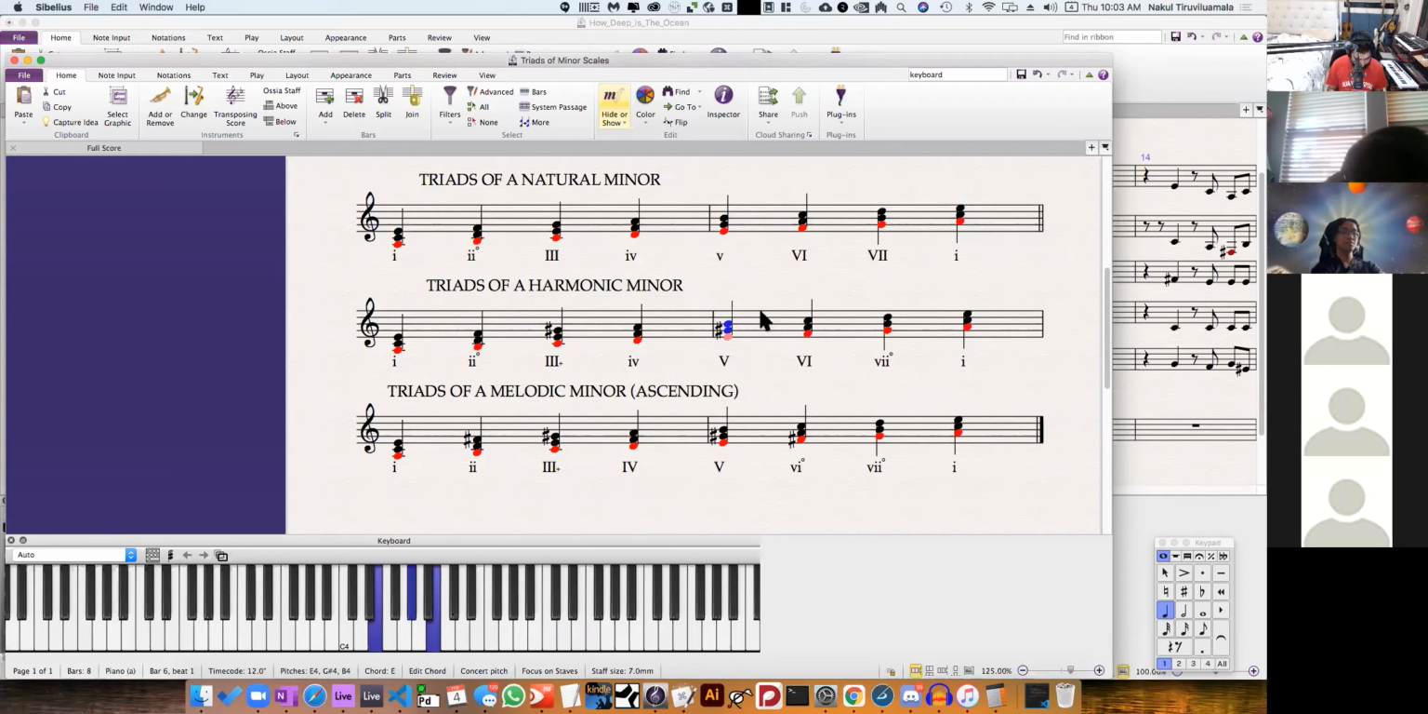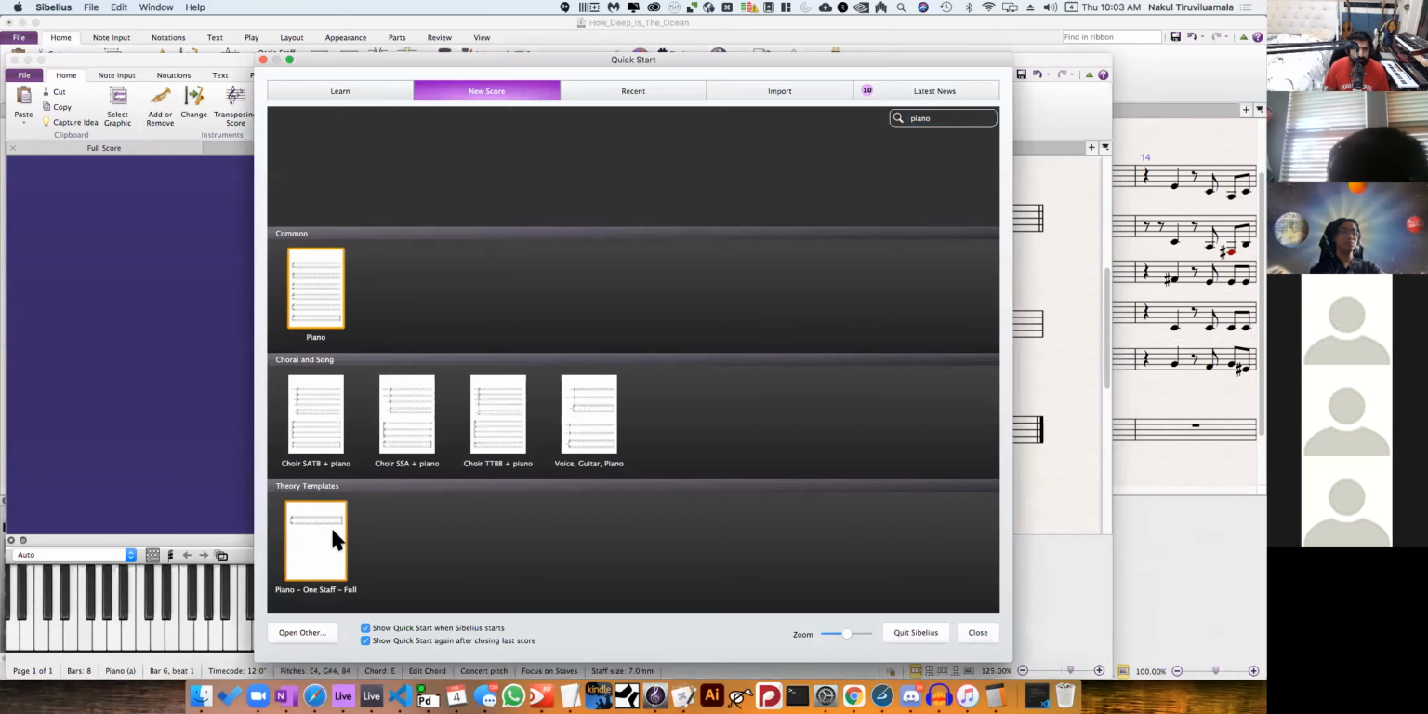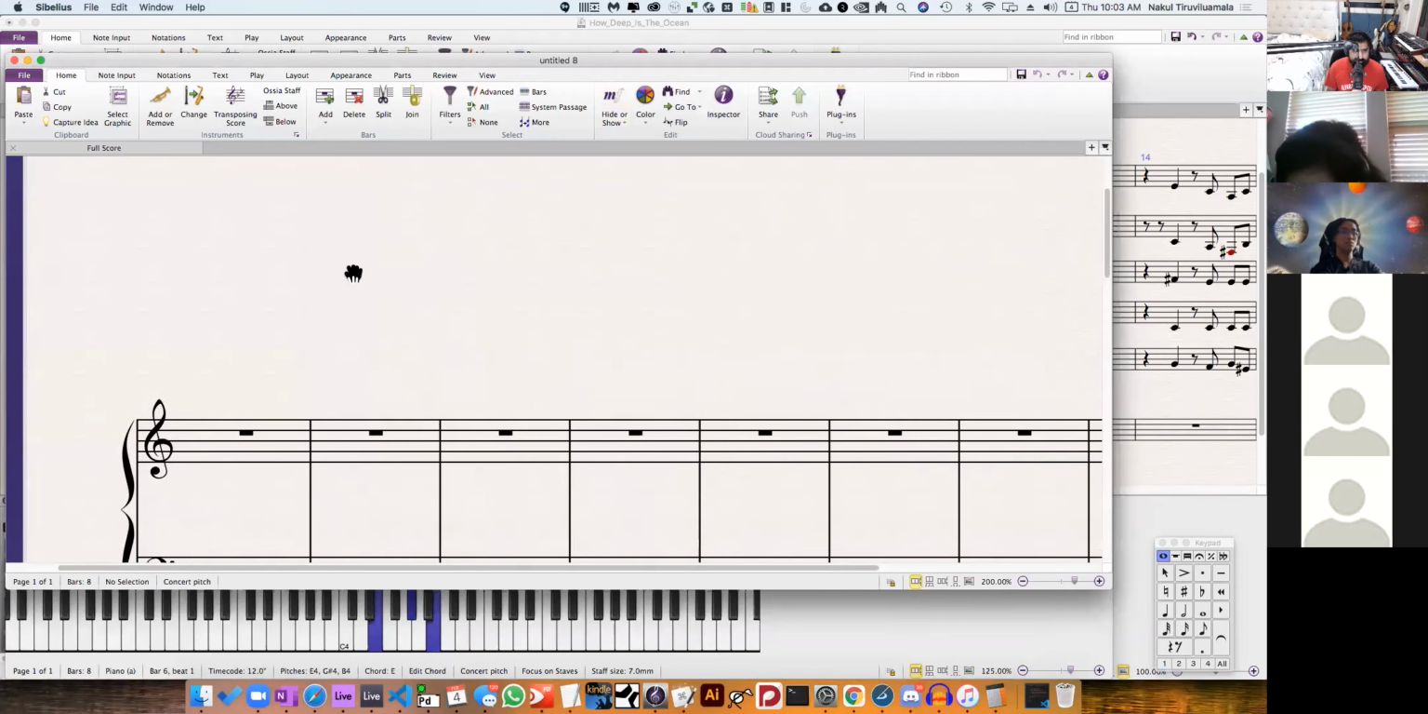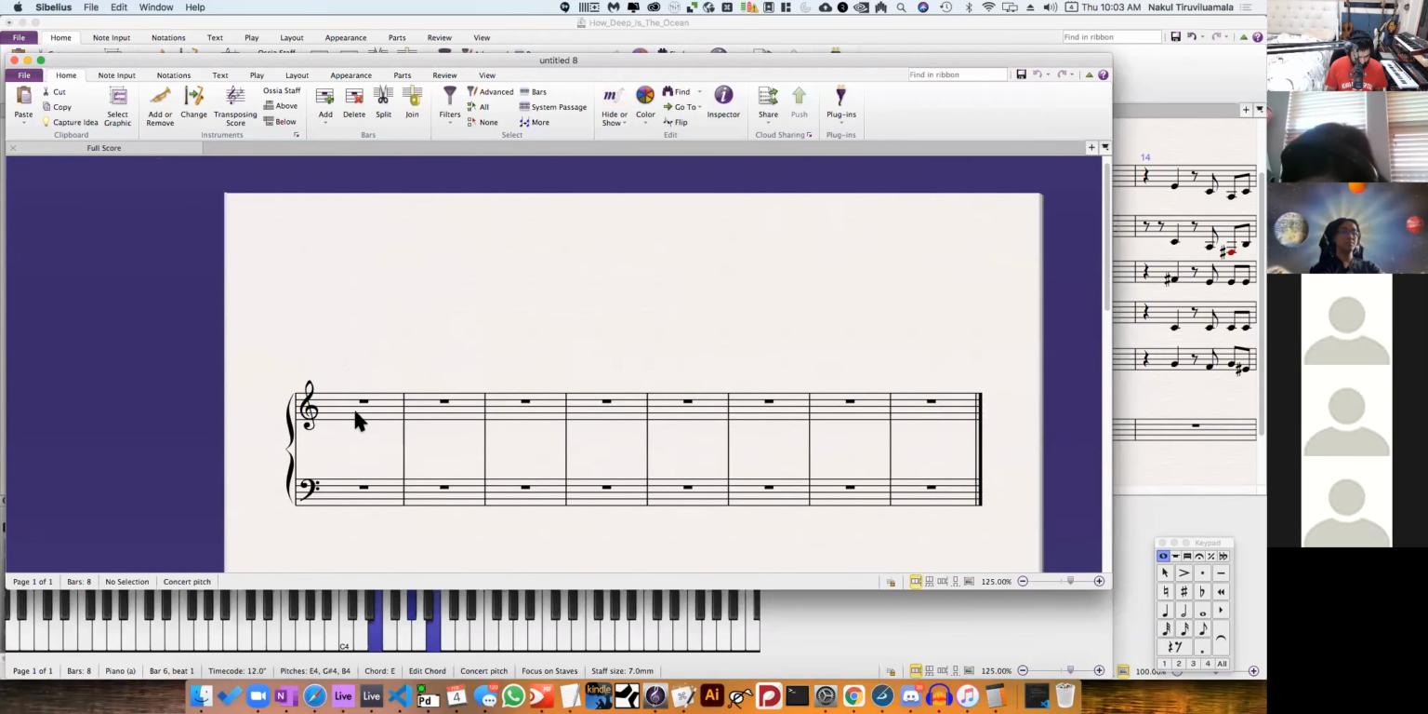Now you might wonder, why is this so important? Why is it so important that this note is sharped? Well, it comes down to this idea of leading tone.